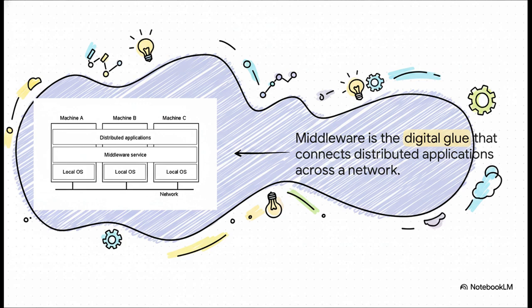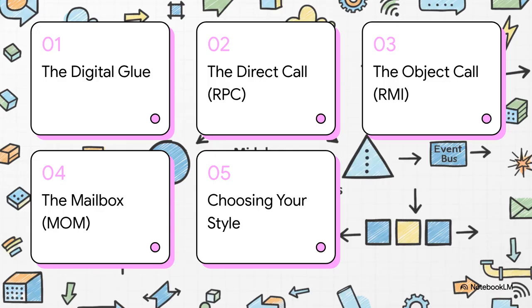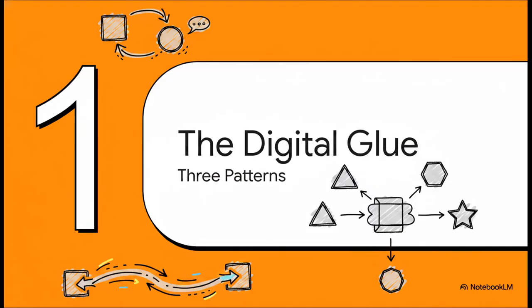It's pretty clever stuff. Okay, so here's what we've got on tap. We're going to explore the three main patterns for this digital glue: the direct call, the object call, and what's called the mailbox model. Then we'll finish up by figuring out how you choose the right style for what you're trying to do. Right, so let's get into it.